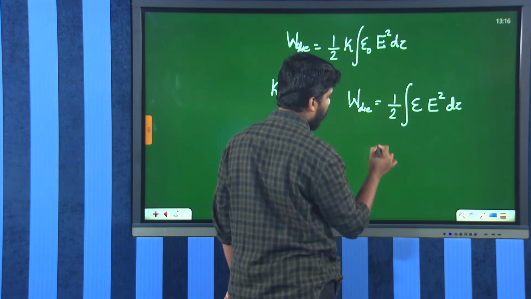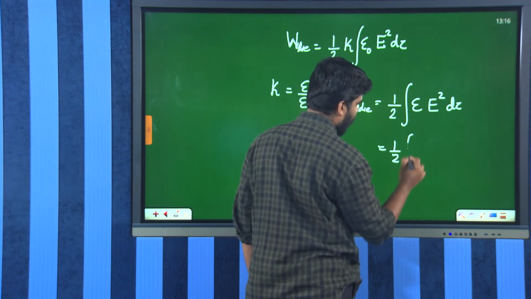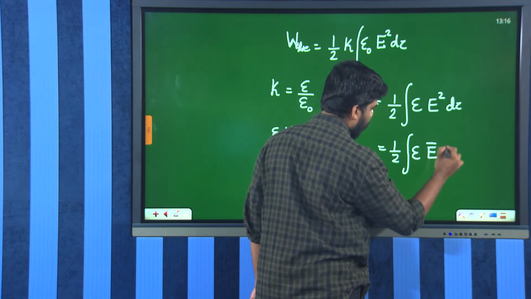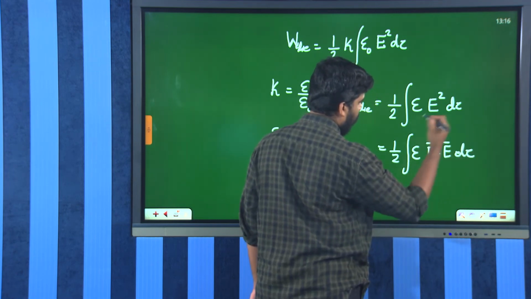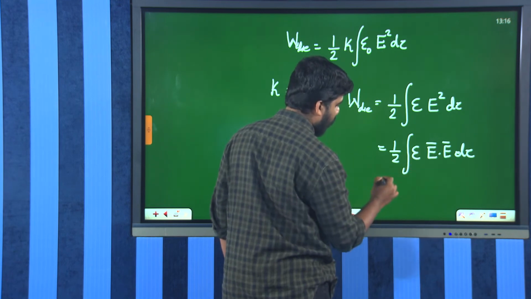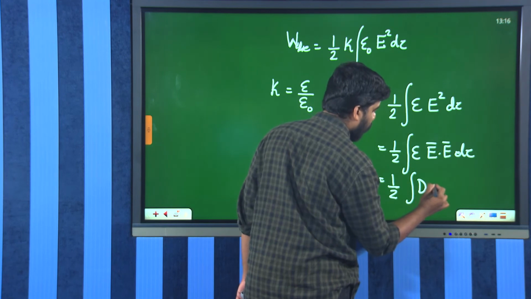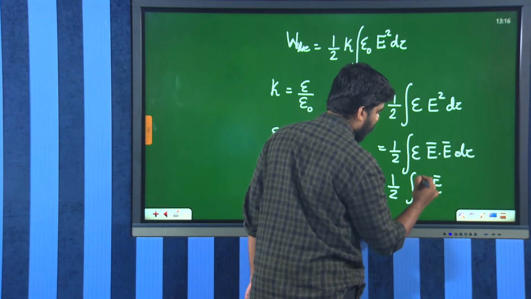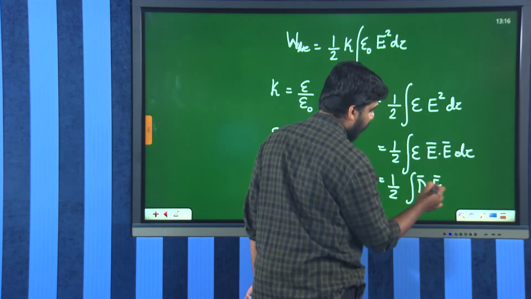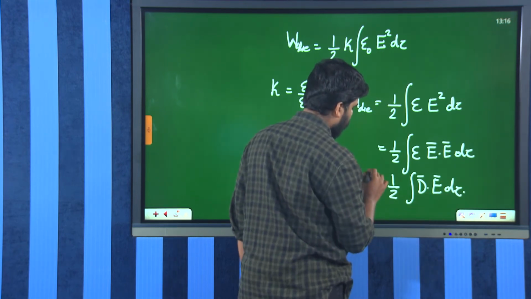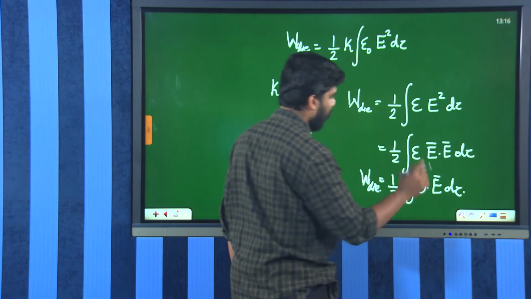But this epsilon E square is nothing but half into integral epsilon into E dot E d tau. And what is this epsilon into E? Epsilon into E is called the D. So we have the expression for work done for a dielectric system as half integral D dot E d tau. So this is the work done for a dielectric system.